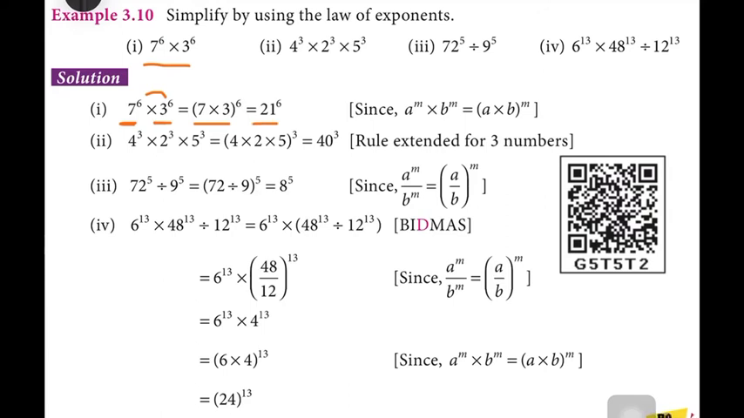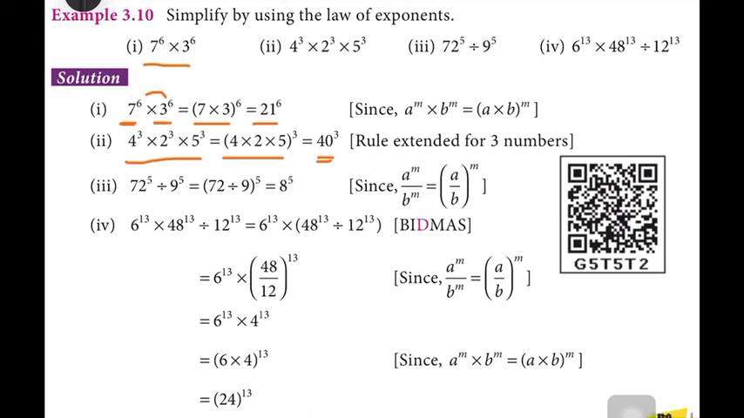Here the exponents have different bases but same power. Similarly, here 4 power 3 into 2 power 3 into 5 power 3, that is 4 cube into 2 cube into 5 cube. So the power is same, 3, but the base is different. So we can multiply the bases. So 4 into 2 into 5 whole power 3. 4 twos are 8. 8 fives are 40. So 40 power 3. Same rule, but here we have extended it to 3 numbers.